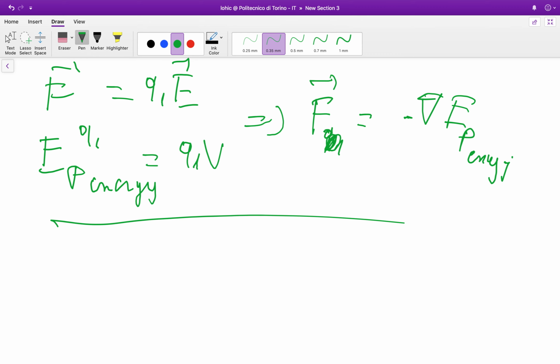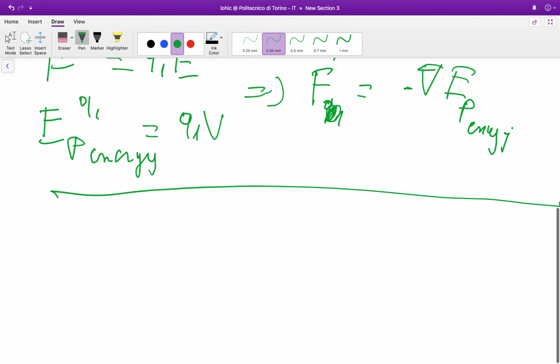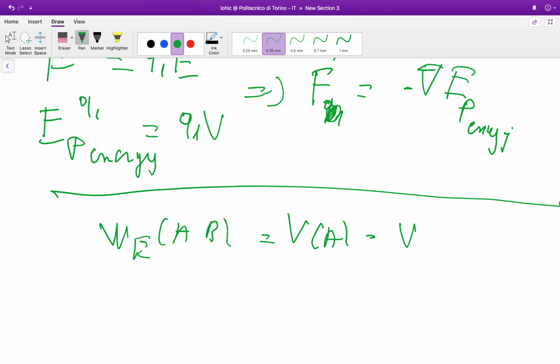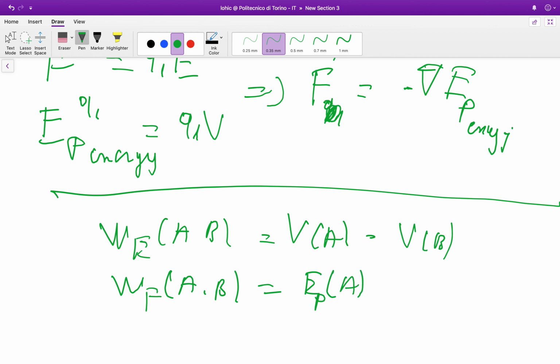This summarizes the stuff. So these are the formulas you need to know for the oral exam. Yes, excuse me, I forgot about the works. The work of the electric field from a point A to the point B is VA minus VB, and the work of the electric force from a point A to point B is the electric potential energy in A minus the electric potential energy in B.